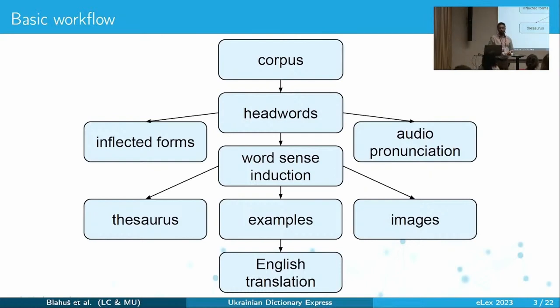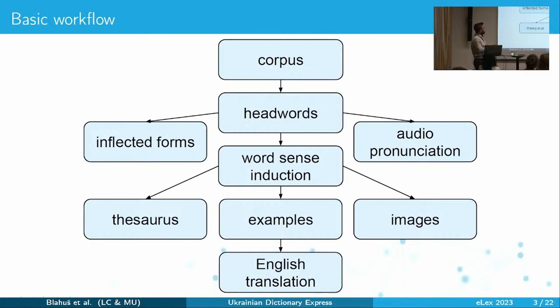Once we have a clean list of headwords, we continue in three ways. For each headword, we can generate a list of inflected forms, and again have this post-edited so that we obtain a list of correct word forms for every lemma in the dictionary. We can record audio or have it synthesized, but we tried and found out that recording the audio is quite fast and cheap, so it is better to just record that.